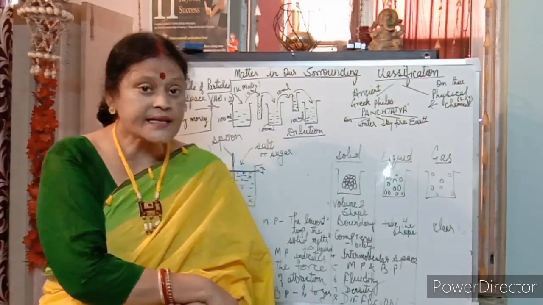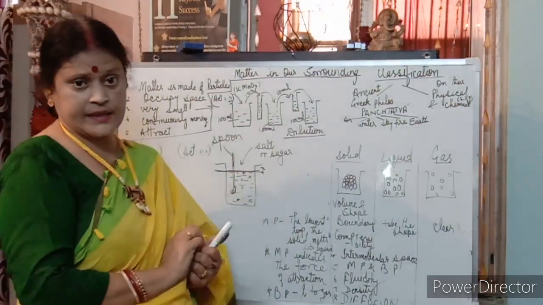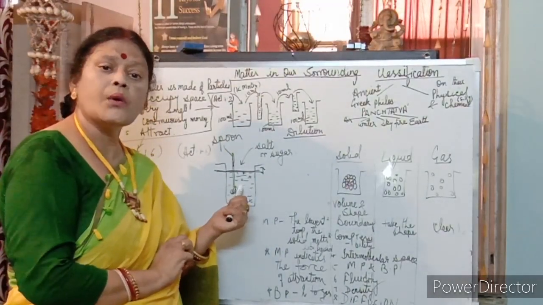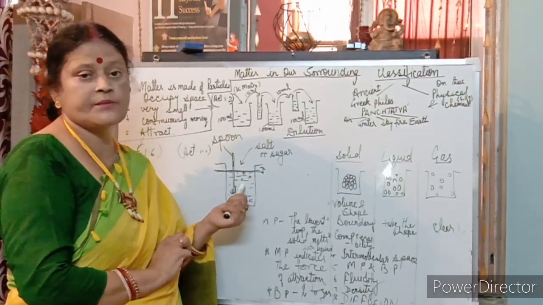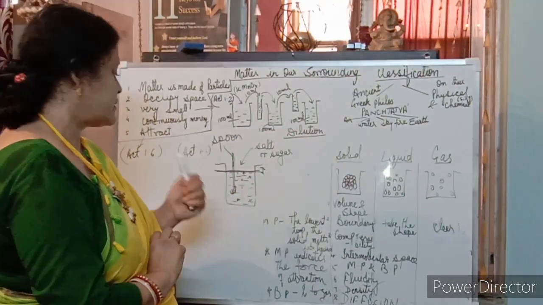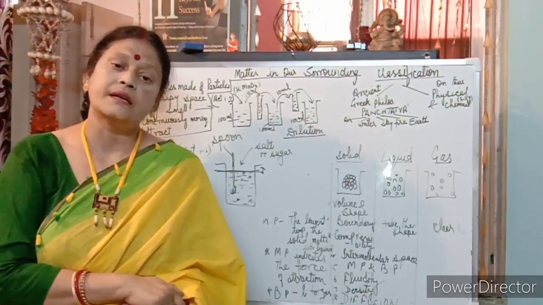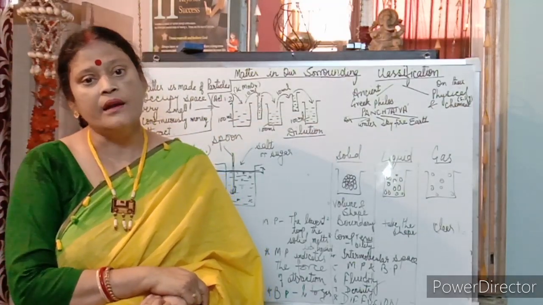Right? Now next is the third point. Matter occupies space. Particles occupy space. I have already explained how it occupies space: one particle occupies the space between the other particles. Clear? Next, fourth.